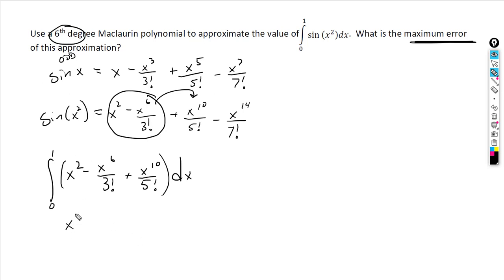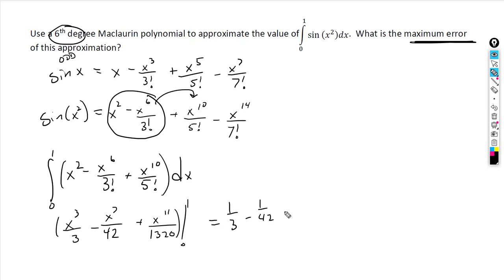Let's integrate. I get x to the 3 over 3 minus x to the 7 over, 3 factorial is 6, 6 times 7 is 42, plus x to the 11 over, 5 factorial is 120, 120 times 11 is 1320. And that's evaluated from 0 to 1. When I do this, I get 1/3 minus 1/42 plus 1 over 1320, minus, and then that's all 0, so minus 0.